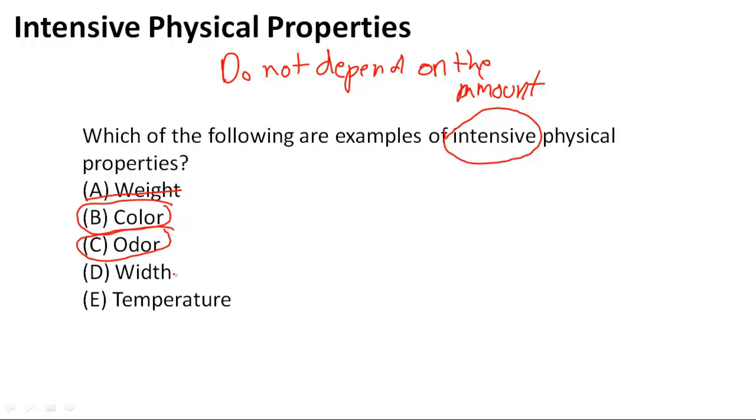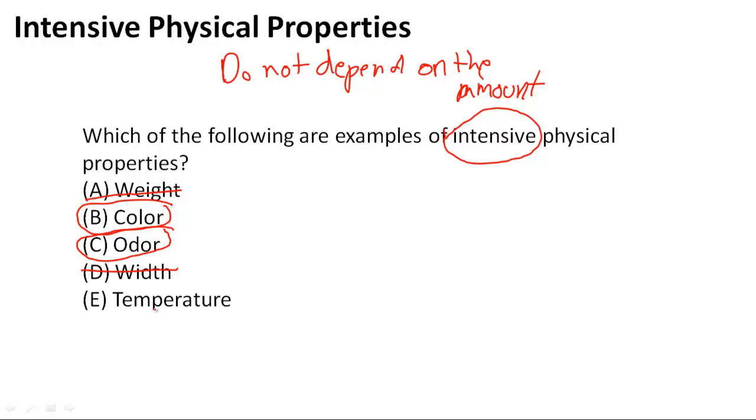D, width. That is one of the dimensions that we talked about earlier, length, width, and height. So those are things that measure how big something is, and that is the size of something, and that can definitely change depending on how much of something we have. So width is also not one of our intensive physical properties.